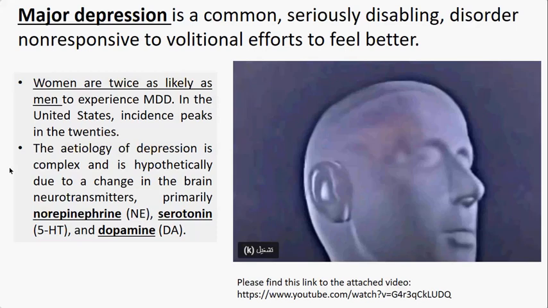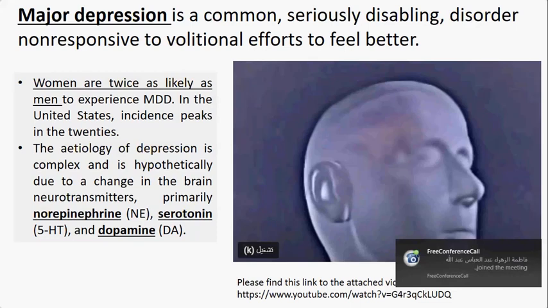As I said, women are usually twice as likely to develop major depressive disorder than men. The etiology of this disorder is usually complex, and it is usually related to a complex interaction of factors. But the primary reason for the development of major depression is a change in the level of neurotransmitters in the brain.